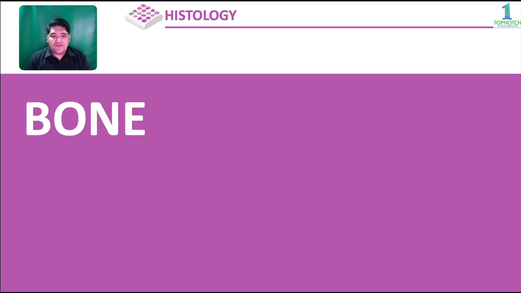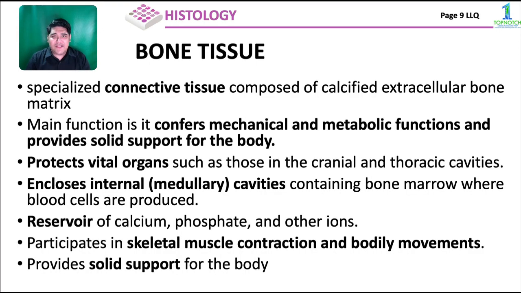A specialized connective tissue still. There are so many specialized connective tissues. Okay? It is composed of your extracellular bone matrix. Main function: mechanical, metabolic, and support of the body. It protects our vital organs, especially in the brain and in the thoracic cavity.